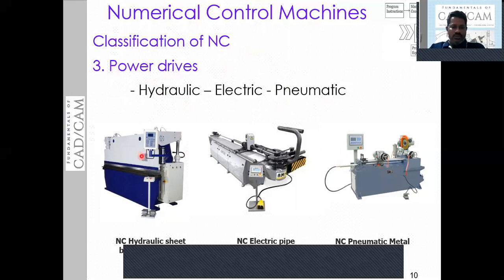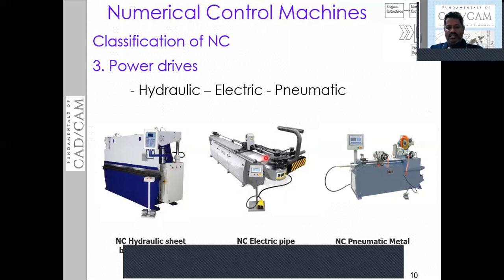So you have a hydraulic, you can observe one machine here, NC hydraulic sheet bending machine. Here you can observe, you have a tank here in which fluid is filled, and a high pressure fluid is going to operate the driving mechanism of the NC machine. Then, the tool is going to operate with the help of the hydraulic force.